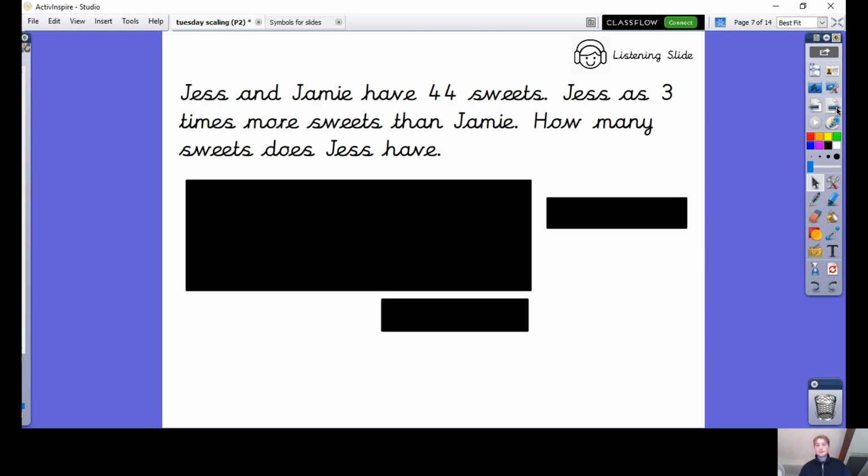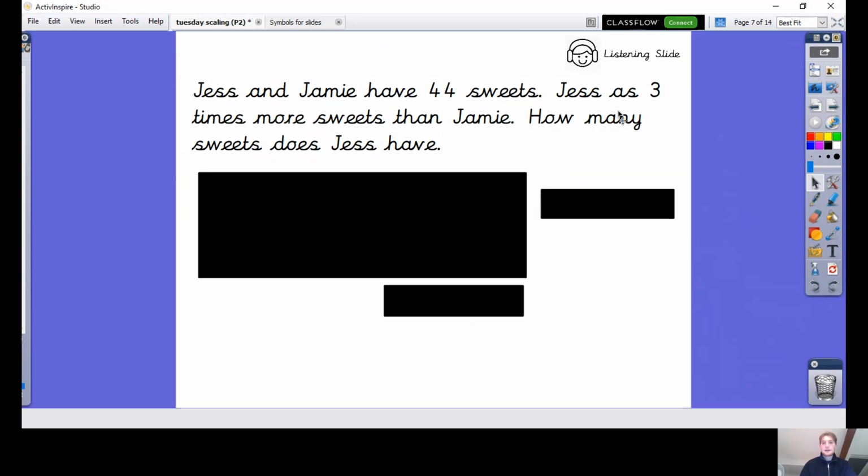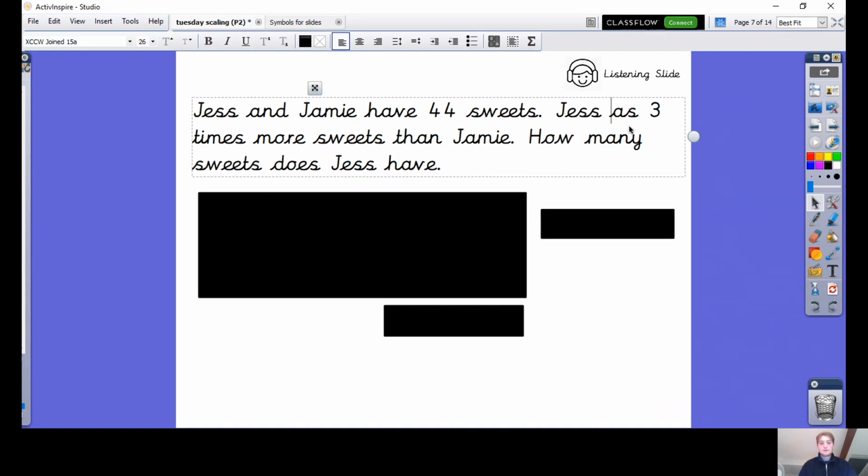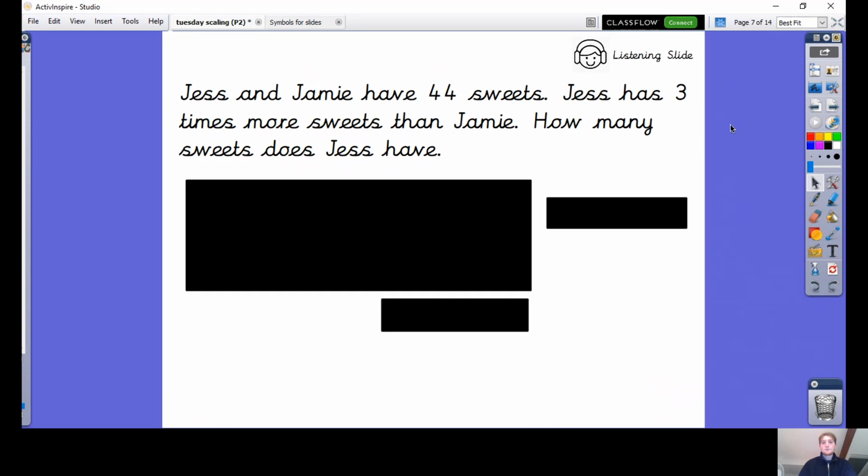Okay, we've got another question here. So pencil down because this is a listening slide. I've got a slightly different question here, and it reads: Jess and Jamie have 44 sweets. Jess has, that should be has. Let me just quickly type that in. There we go. Jess has 3 times more sweets than Jamie. How many sweets does Jess have?